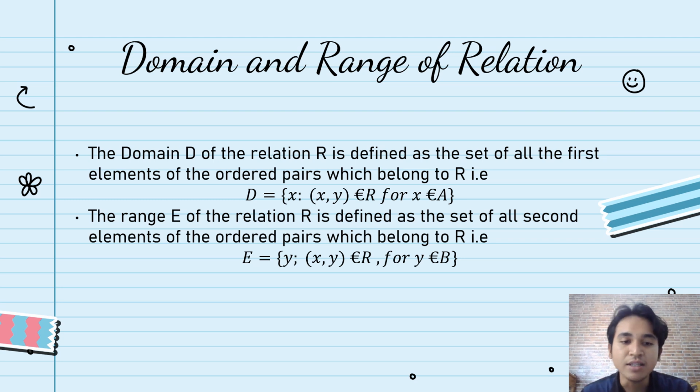Next, the range E of the relation R is defined as the set of all second elements of the ordered pairs which belong to R. The range E is defined as the set of all y such that (x, y) belongs to R, for y belonging to B.